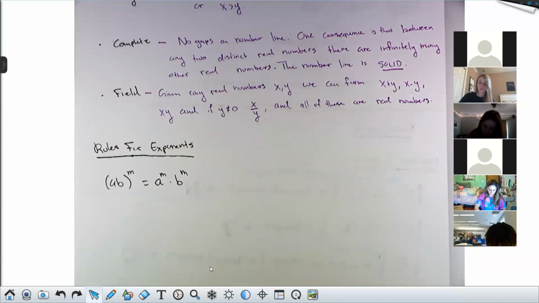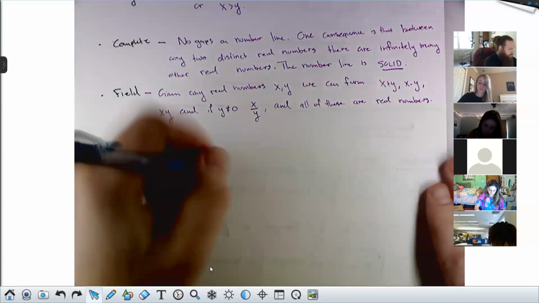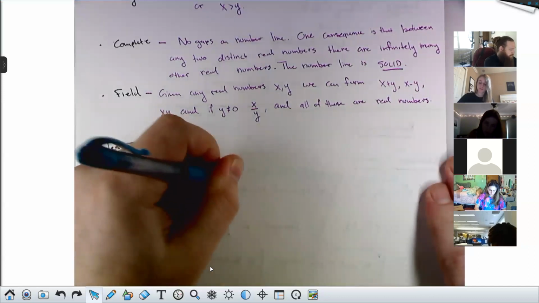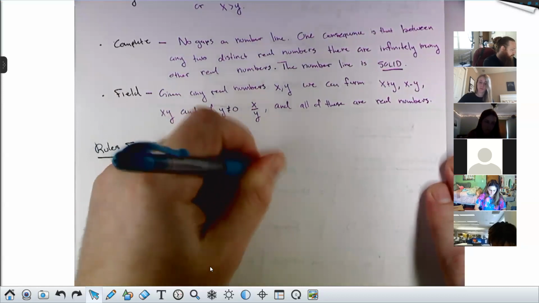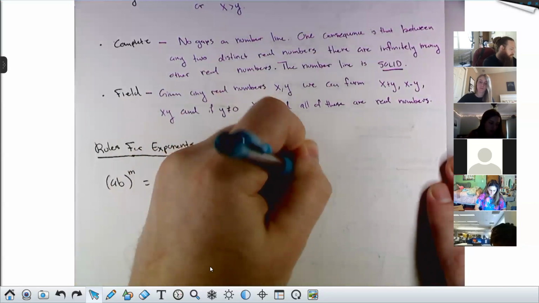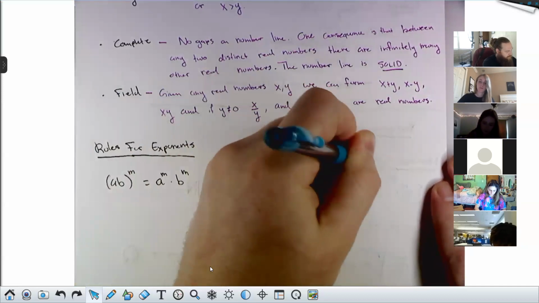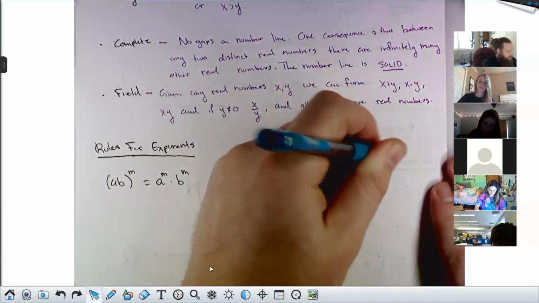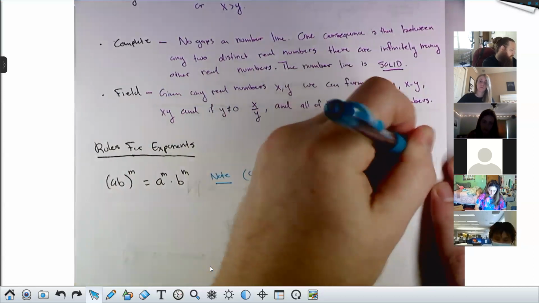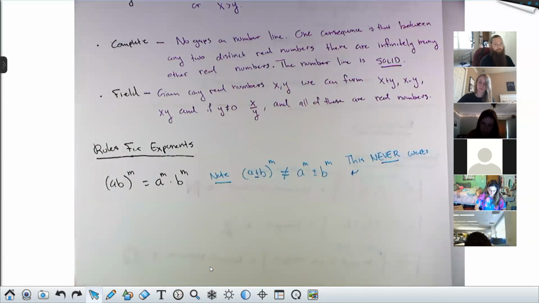This only works with multiplication and division. It does not work with addition and subtraction. So let me make a little comment here. Like a plus b to the m or a minus b to the m is super duper not equal to a to the m plus or minus b to the m. This never works. Or I should say it only works if one of a or b is 0. Okay, but don't ever do that.